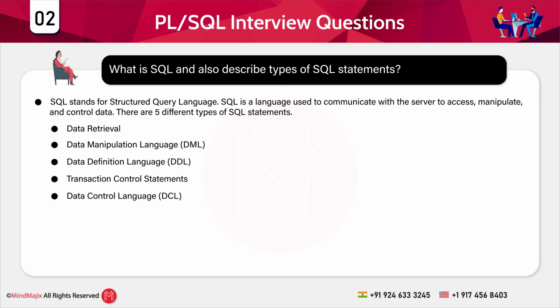Then you have the DML, or the data manipulation language. So here you can have insert, update, delete, and merge statements. After that, you have DDL, which is the data definition language. So here you can have create, alter, drop, rename, and truncate statements. After that, you have transaction control statements. So here you can use statements such as commit, rollback, Savepoint, and so on.